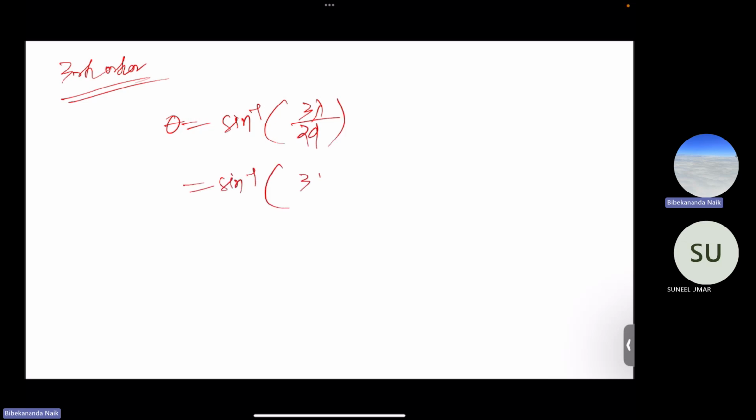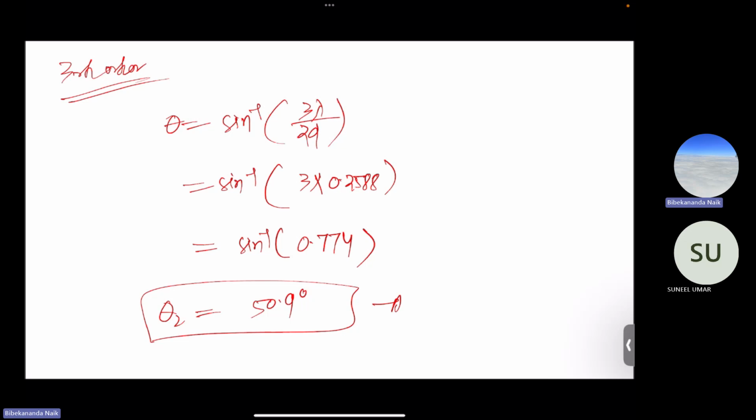Similarly, for third order, theta will be sine inverse 3 lambda by 2d, that is sine inverse of 3 into 0.2588, which will be sine inverse 0.774, which is 50.9 degrees. So theta 2 is 50.9 degrees.